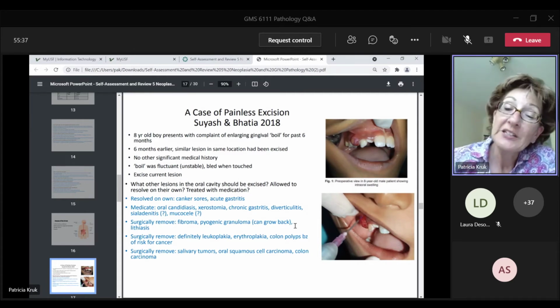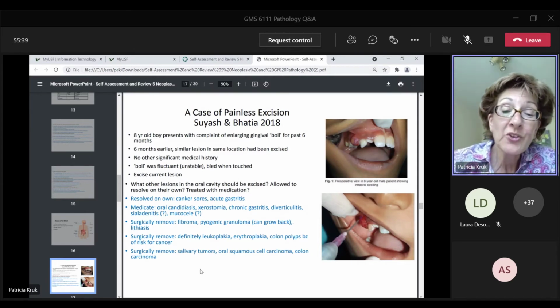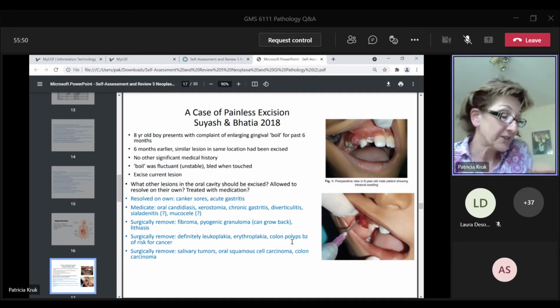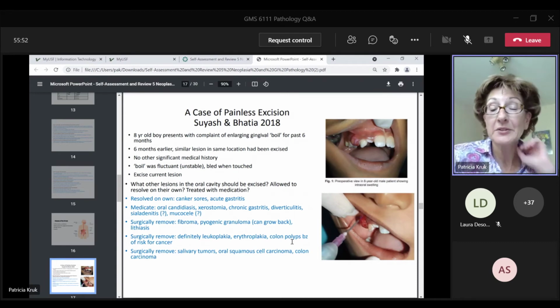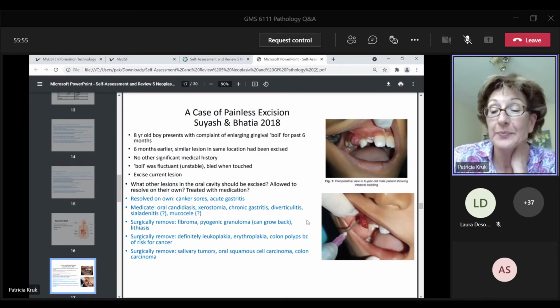You definitely need to remove, certainly the obviously malignant lesions that you see, but also some of the pre-malignant lesions like leukoplakia, erythroplakia, and any number of the polyps, because there's often an increased risk that they might transform to malignancy.